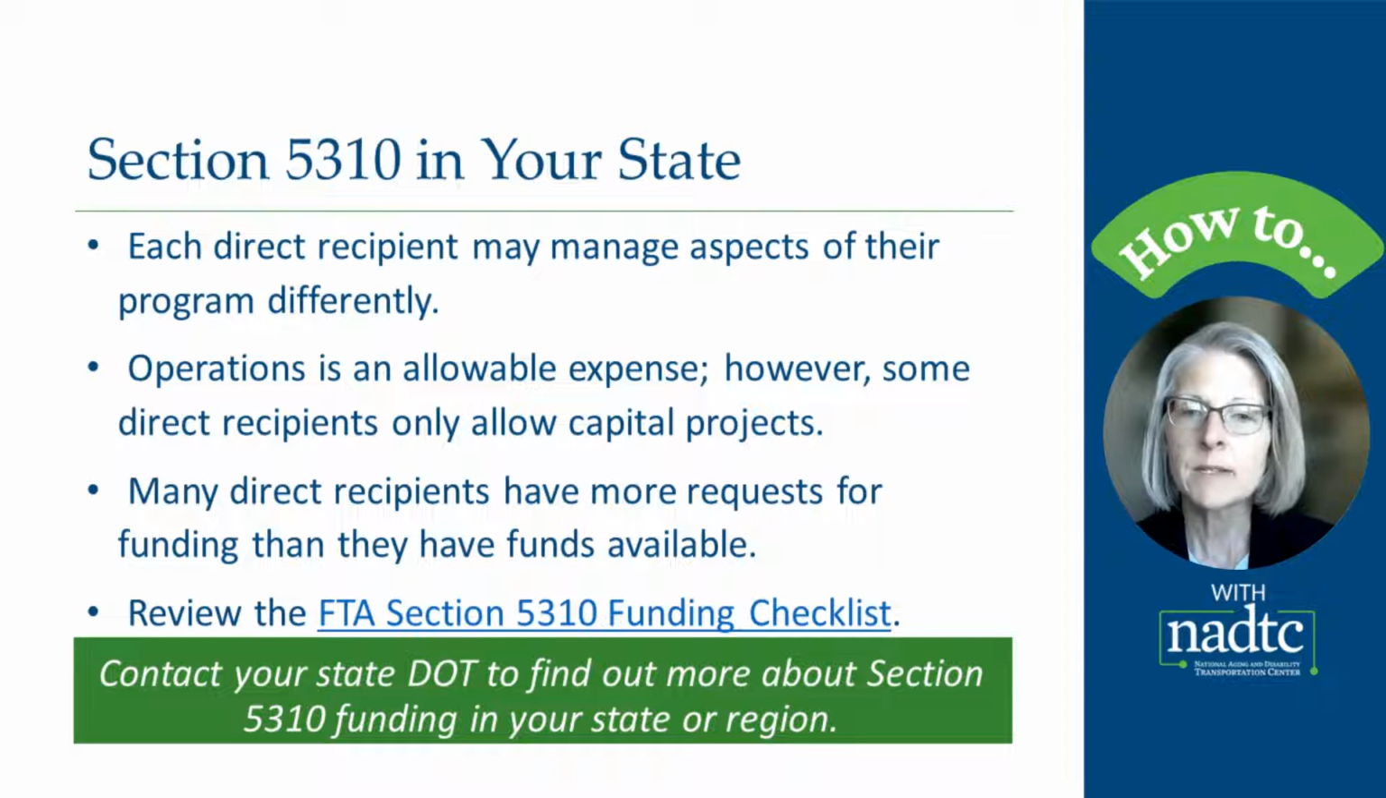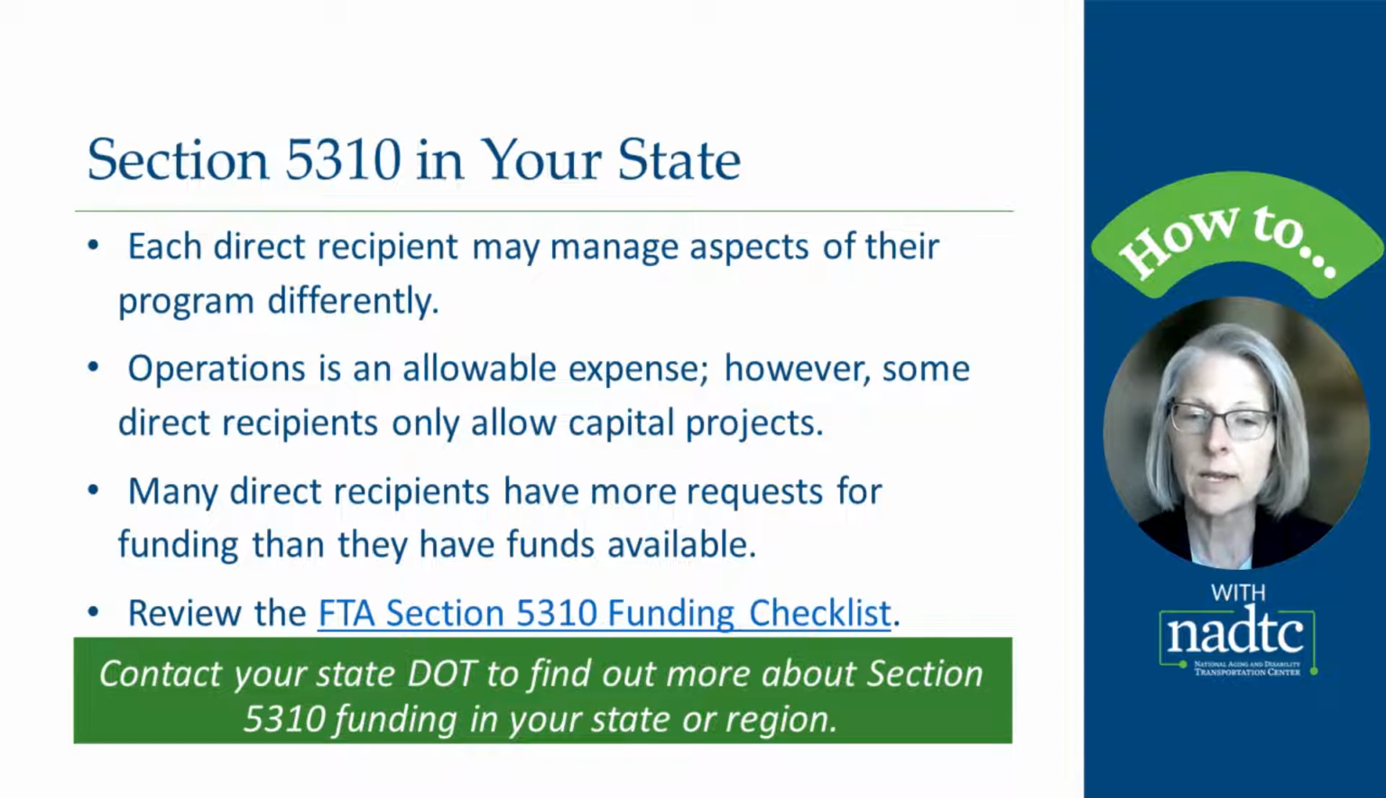The basic program elements of the Enhanced Mobility of Older Adults and Individuals with Disabilities, Section 5310 formula funding were reviewed in this learning short. The Section 5310 funding program in your state may look or operate differently than other areas, as each direct recipient has some flexibility to manage aspects of their program. One example of this is that while operations is an allowable expense, up to 45% of the total funding, some direct recipients only allow for capital projects to be funded.